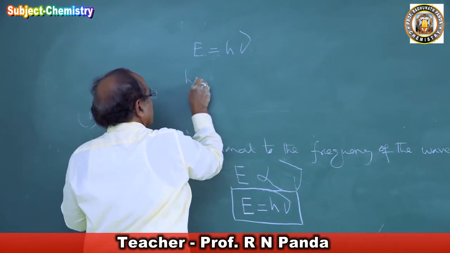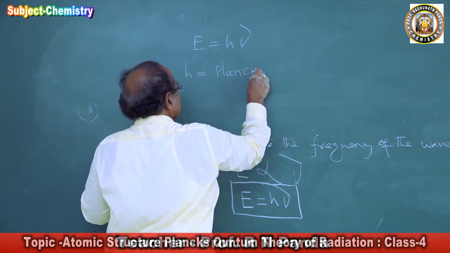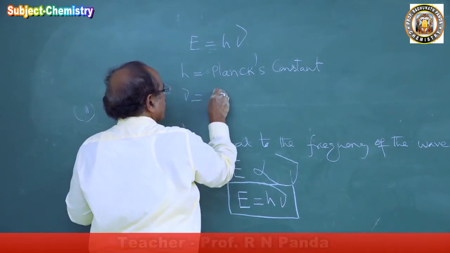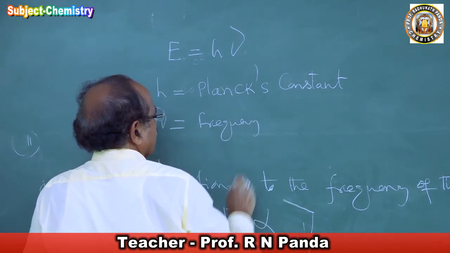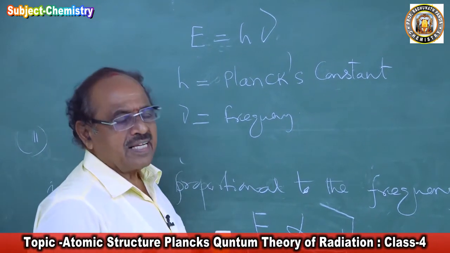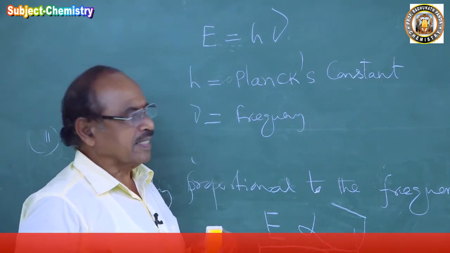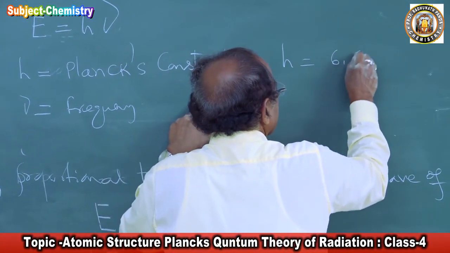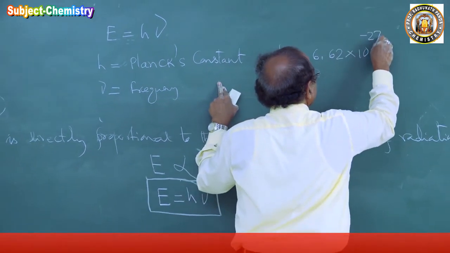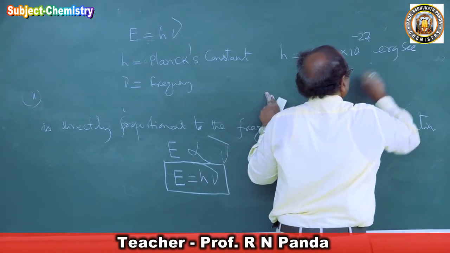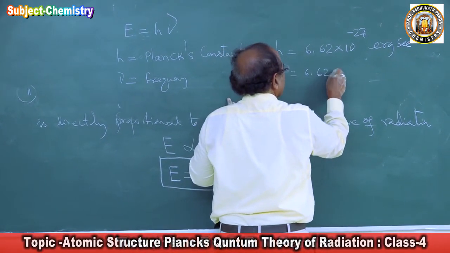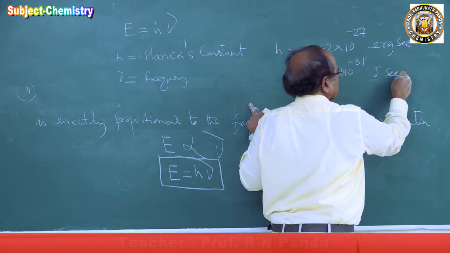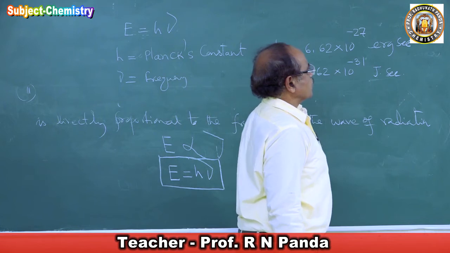So this H is a constant called Planck's constant, and this nu is the frequency of the wave of the radiant energy. And the value of the Planck's constant H is equal to 6.62 into 10 to the power minus 27 erg second, or 6.62 into 10 to the power minus 31 joules second, or 10 to the power minus 27 erg second.